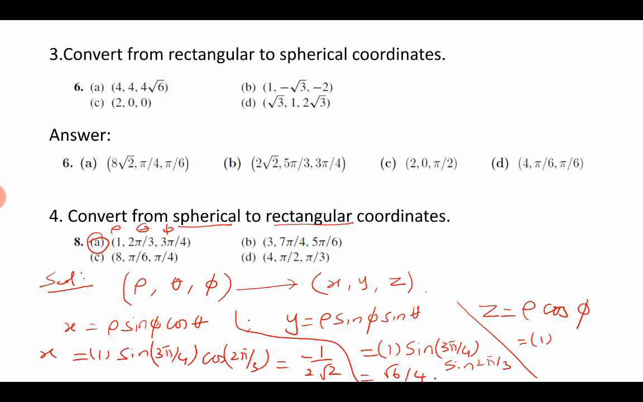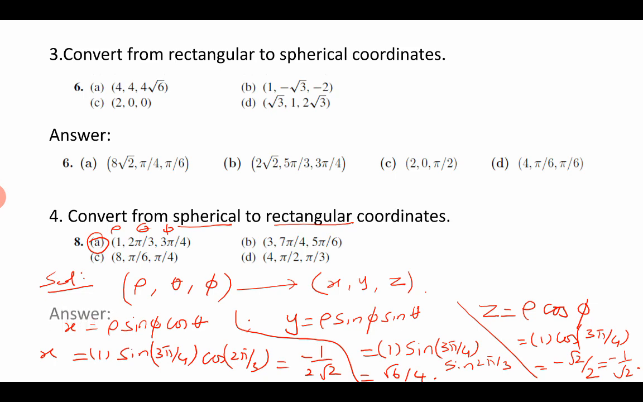Directly, z is rho, 1, cosine phi. Cosine phi, phi is 3 pi by 4, and the answer is cosine 3 pi by 4. What is it in the second quadrant, isn't it? So you can write negative root 2 over 2. Otherwise you can write negative 1 over root 2, both are equivalent. So that's it. That's the way we can convert spherical to rectangular coordinate system.